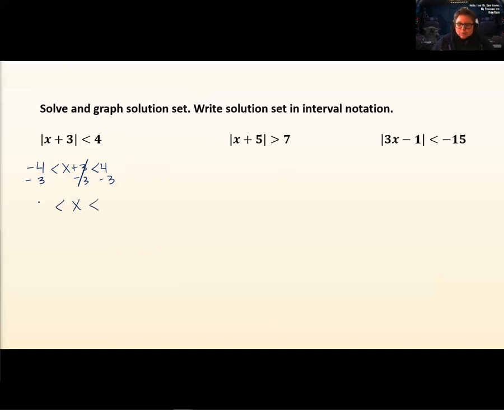What's -4 minus 3? It would be negative 7. There you go. Good job. And then we have 4 minus 3, which is what? 1. So we have that x is between -7 and 1.